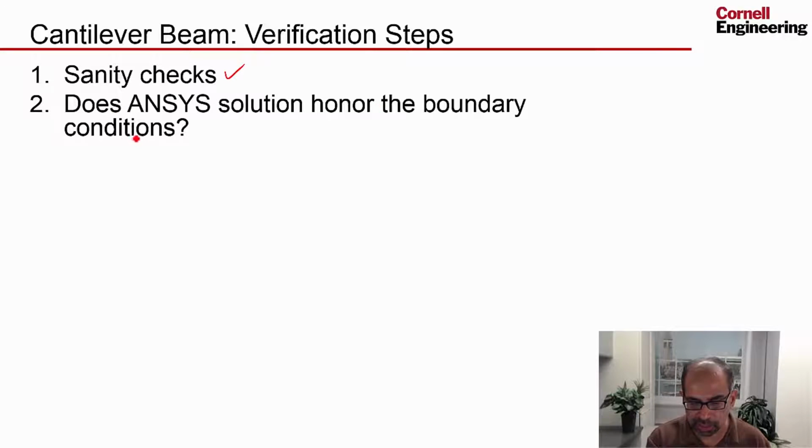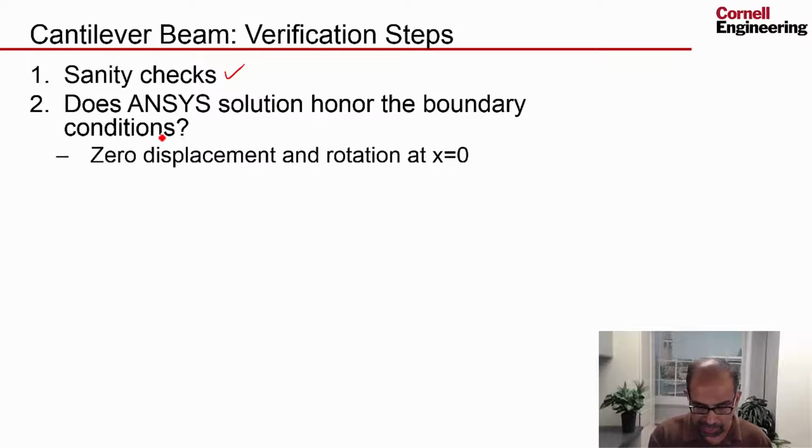Does the answer solution honor the boundary conditions in my model? The displacement constraints are zero displacement and rotation, the cross-section rotation, at the fixed end at x equal to 0. This one was clear to us. This one, it seemed from how the cross-section was being displayed that the rotation was 0. And I've done other due diligence, so you might have to take my word on it that that's also the case. And so, this is something that we can be confident of.